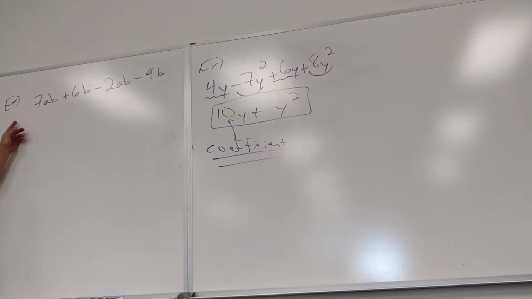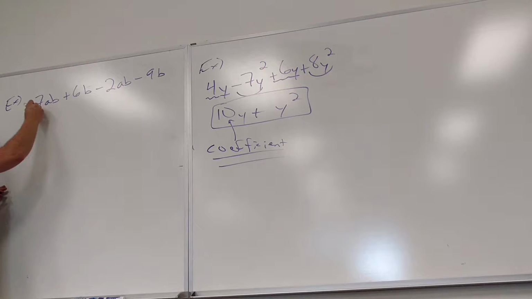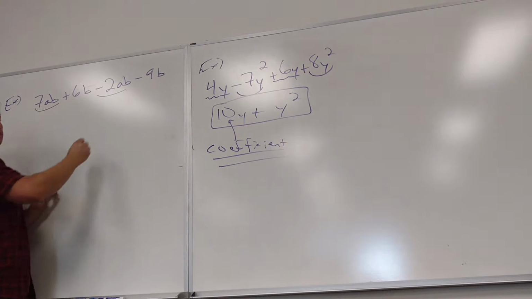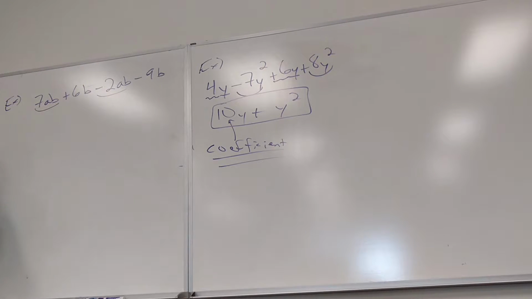So, are they all like terms? Are all of them like terms? No. Totally not. Because who goes with this? 7 ABs can go together with what? Negative 2 ABs. So how many ABs will I end up with? 5 ABs. So if you say it like that, doesn't that make sense?